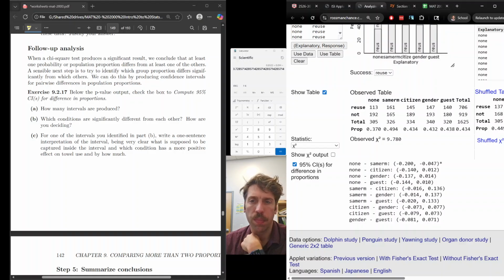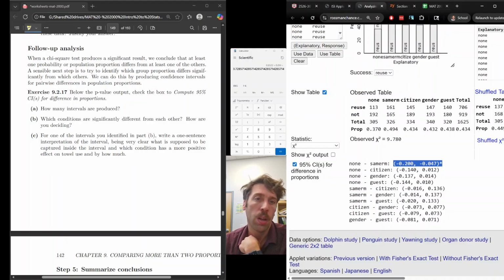How are you deciding? Well, for mine, notice that it gives you an asterisk for the ones that are significant. That's helpful. And notice that this interval right here does not contain 0, whereas every other interval has one negative number and one positive number. So all these other ones do contain 0. The number of significant results might be different for me than for you, because remember my numbers are changed.